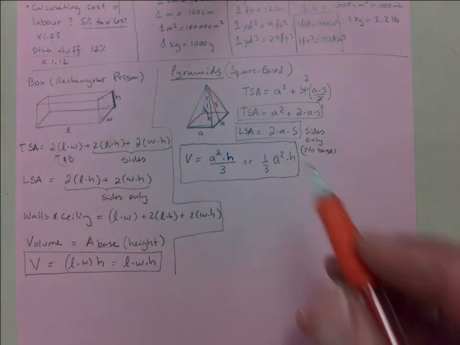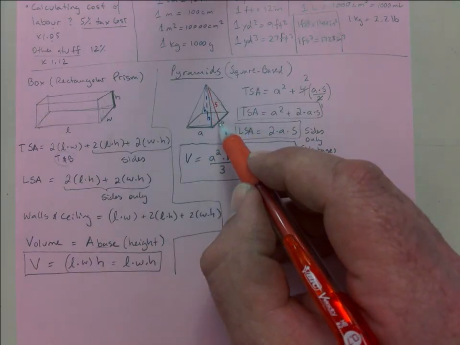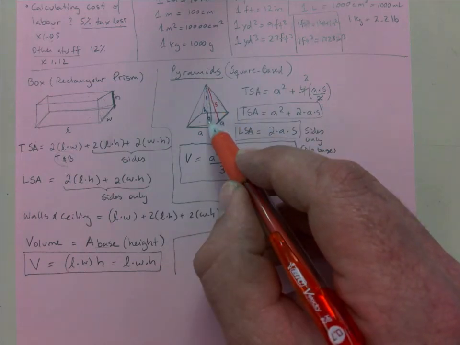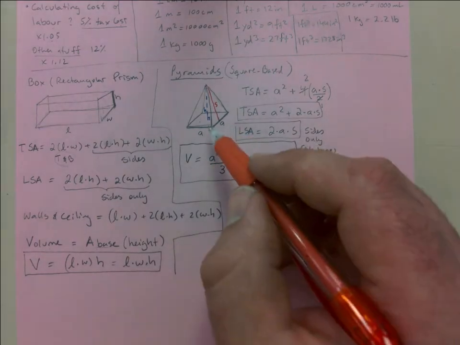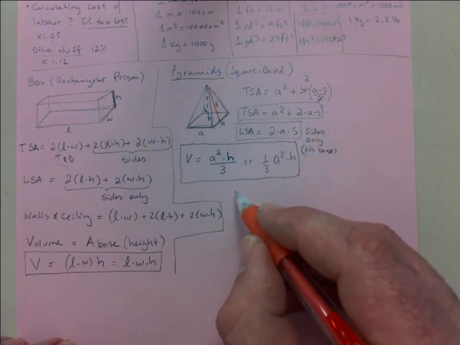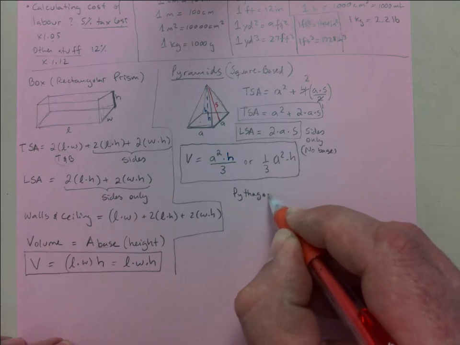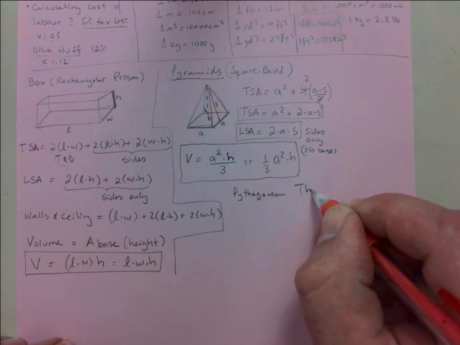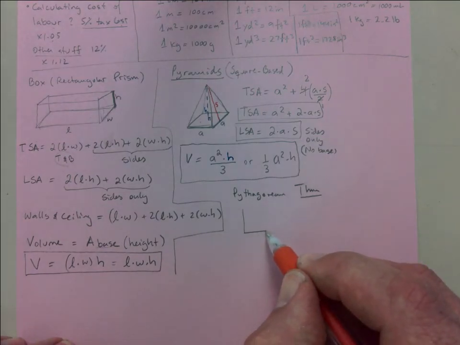Additionally to pyramids, you gotta watch out. Sometimes we have to figure out the slant if you have the height, or you have to have the height if you want the slant. Okay, so you gotta use your Pythagorean theorem at times.